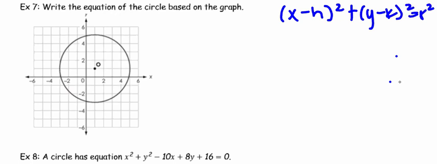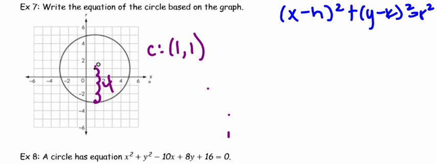And we're just going to write the equation, but this time it's based on the picture. Lucky for us, this dot in the middle, that's the center of the circle. So this dot is at 1, 1. That means the center of the circle is 1, 1. And then the radius, we're just going to count. So count from the center down to a dot, 1, 2, 3, 4. So your radius is 4.